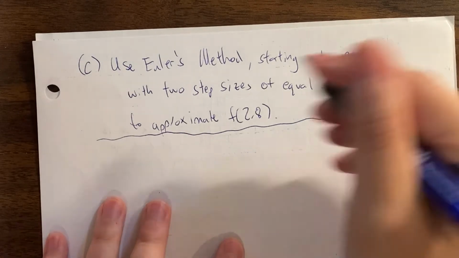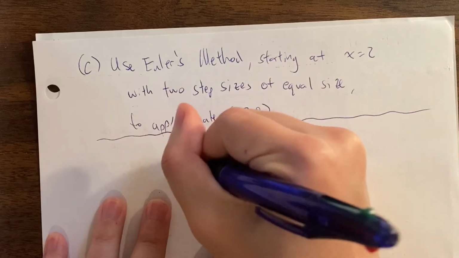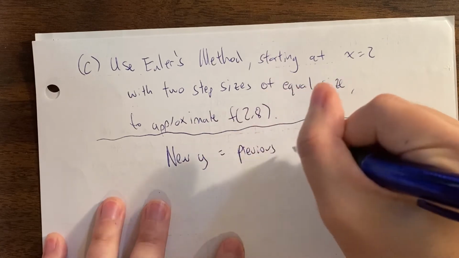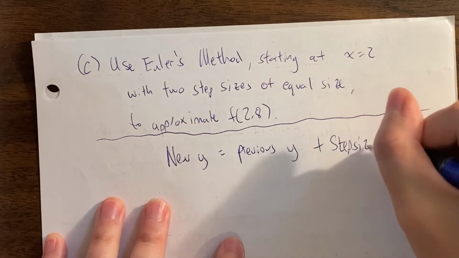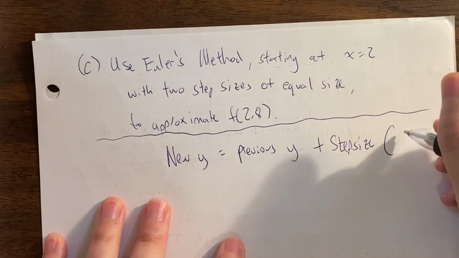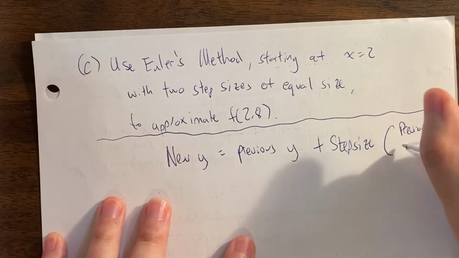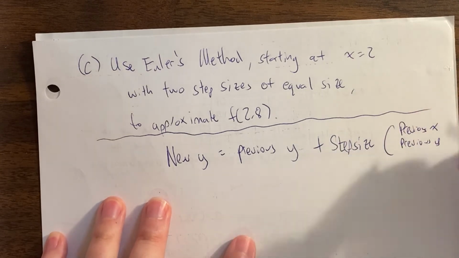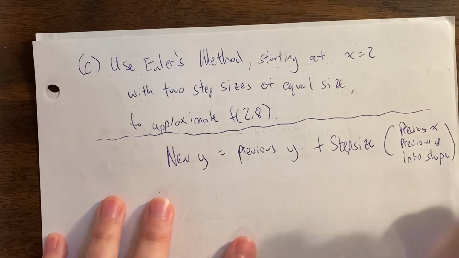So the formula that I told my students is, the new y you want is equal to the previous y plus the step size. And then you plug in the old x, let's say the previous x and the previous y, into your slope. So plug these two things into that.